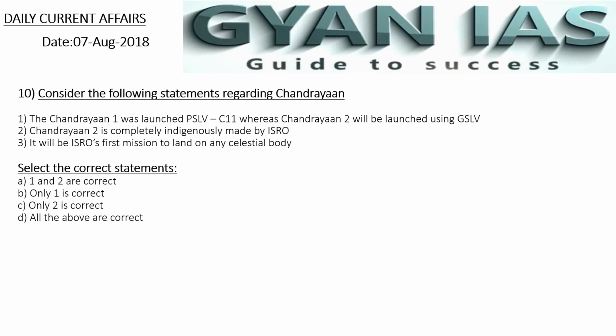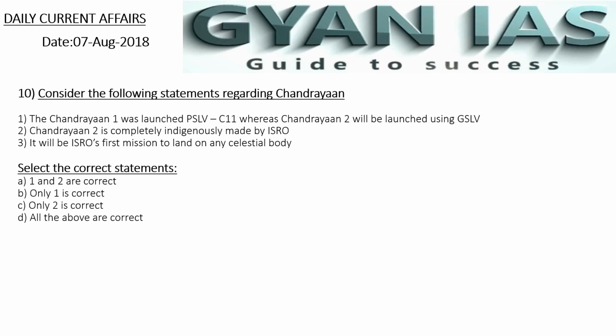The last question for today is: consider the following statements regarding Chandrayaan. This is our mission to the moon. First statement, Chandrayaan-1 was launched using the Polar Satellite Launch Vehicle C-11, PSLV C-11, whereas Chandrayaan-2 will be launched using GSLV. This is definitely a correct statement. Statement 2, Chandrayaan-2 is completely indigenously made by ISRO. This is also definitely a correct statement. Initially, it had to be jointly made by India as well as Russia, but Russia could not provide some of its commitments. Hence, ISRO carried it out on its own.